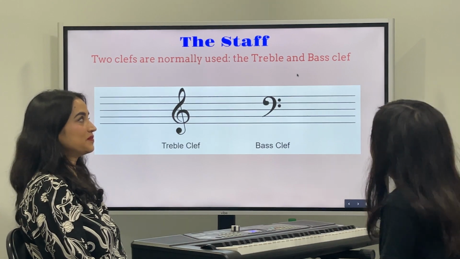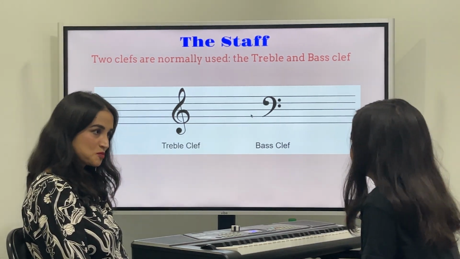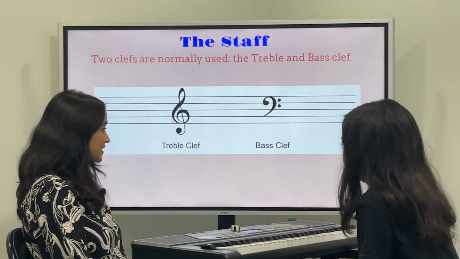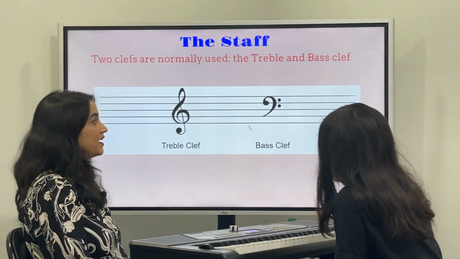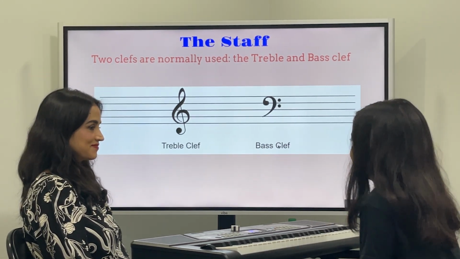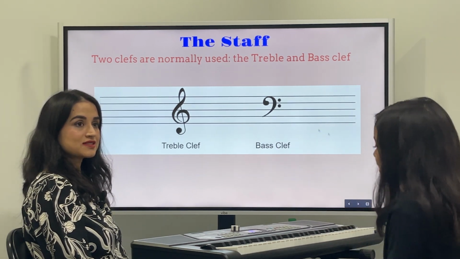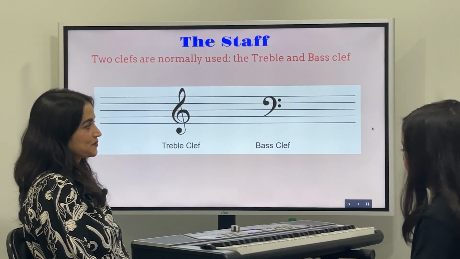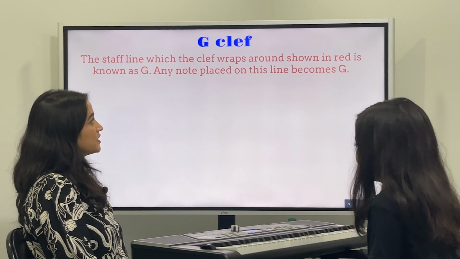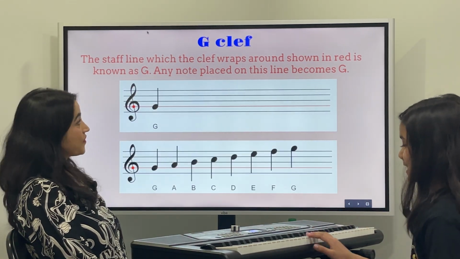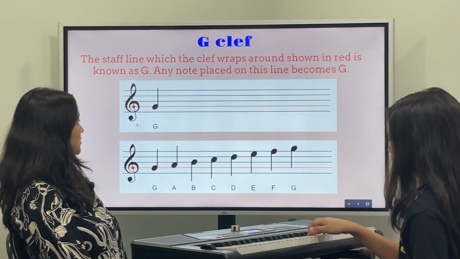So two clefs are normally used, the treble and bass clef. As you explained, this is treble clef and this is bass. It's good to remember, that's the sign of the notes. G clef.